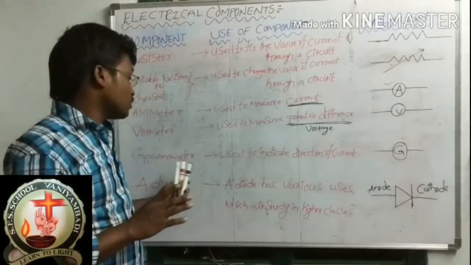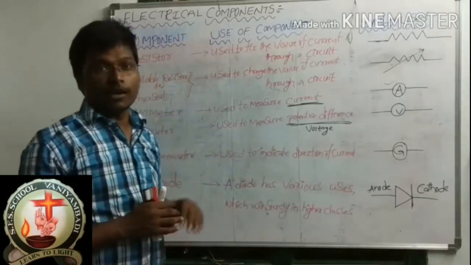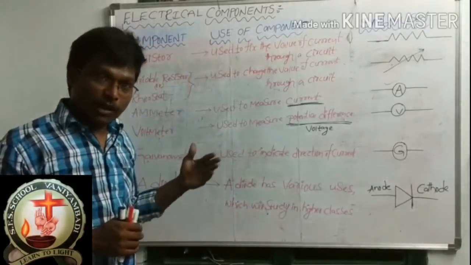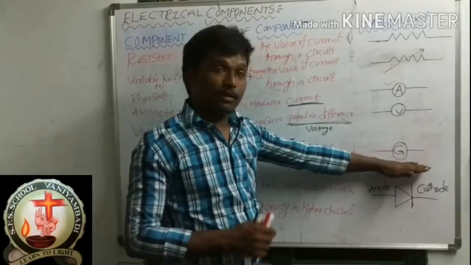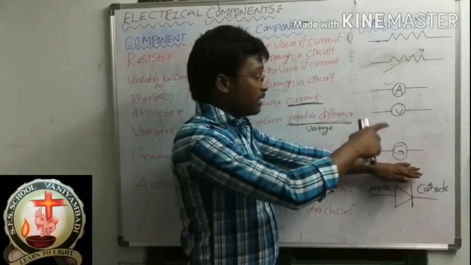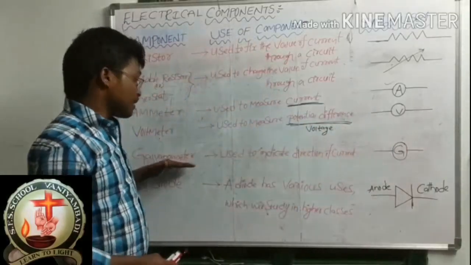So, what is the use of galvanometer? Used to indicate direction of current. This galvanometer indicates the direction of the current. Now the symbol of the galvanometer is capital G, circle, 2 lines. So that is the symbol of the galvanometer.